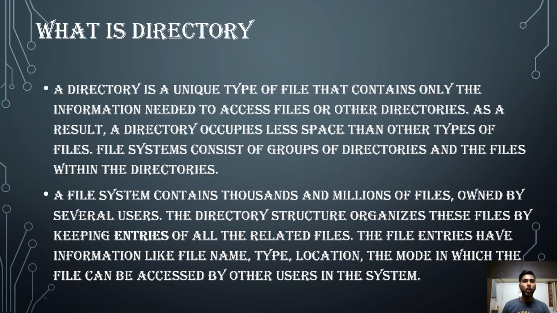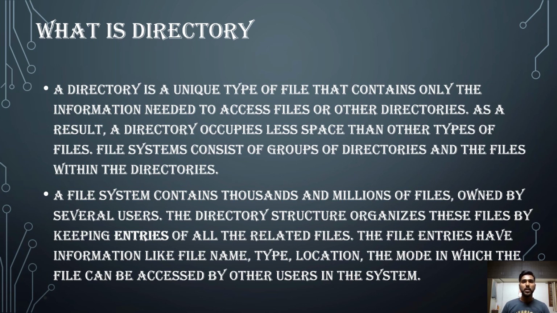So we'll see what a directory is. A directory is a unique type of file that contains only the information needed to access files or other directories. As a result, a directory occupies less space than other types of files. A file system consists of a group of directories and the files within the directories.